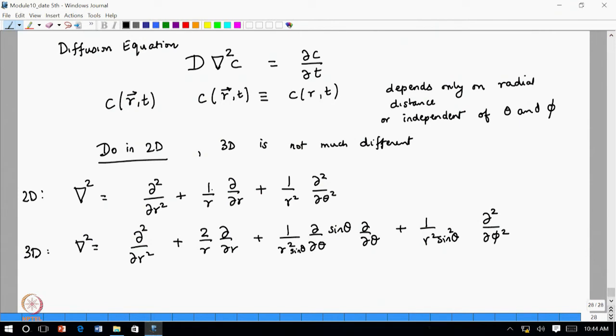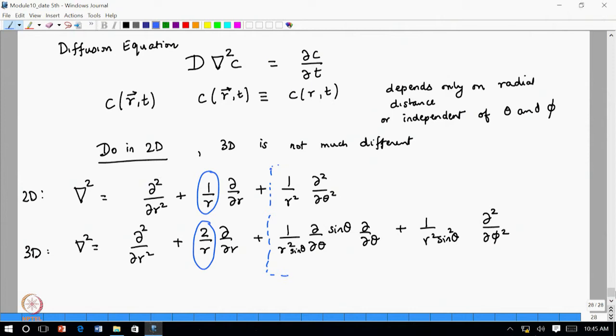So the only difference is, if you take away the theta and phi parts, all these parts, then I am left with only this part, and the only difference between 2D and 3D is that in 2D you have 1 by r, in 3D you have 2 by r. So that is the only difference. We can do either in 2D or 3D, you will get exactly the same solutions. But let us do it in 2D just for convenience.